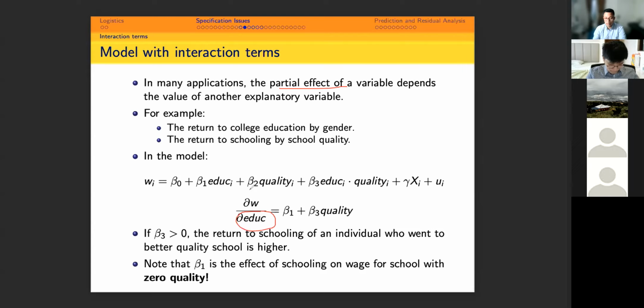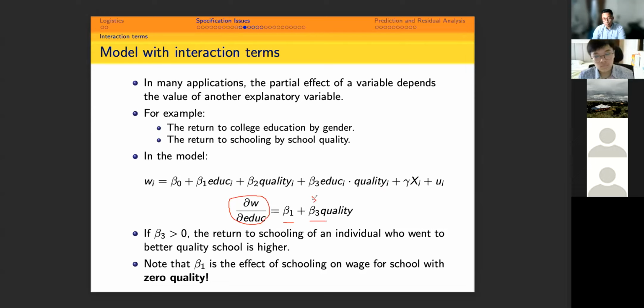I'm hoping that everyone will be able to get it. So if you take the first order with respect to education, then you'll get beta 1. Education with respect to education is just 1. And then for this one, the first derivative with respect to education is going to be beta 3 quality. And so the change in the return to education, or the change in wage as education changes, is going to be beta 1 plus beta 3 times quality.